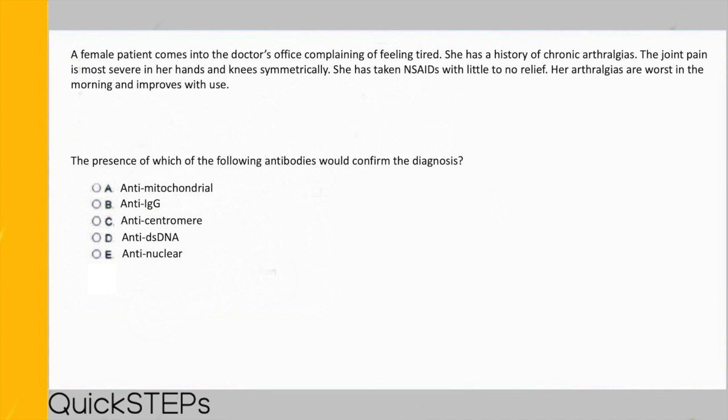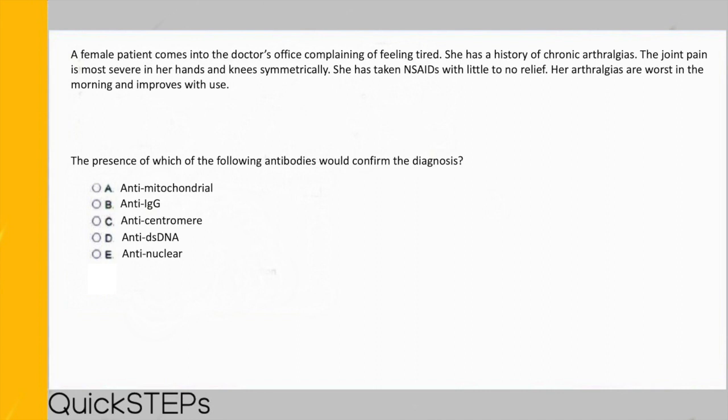Okay, so in your head, you should have a clinical picture, right? Chronic joint pains, feeling tired. The pains are in her hands and her knees. There is symmetry, which is very, very important in terms of making a differential. When she takes NSAIDs, there's not really too much relief. And her arthralgias are worst in the morning and improve with use. So we have symmetrical joint pain that affects the hands and knees, and it gets better with use.